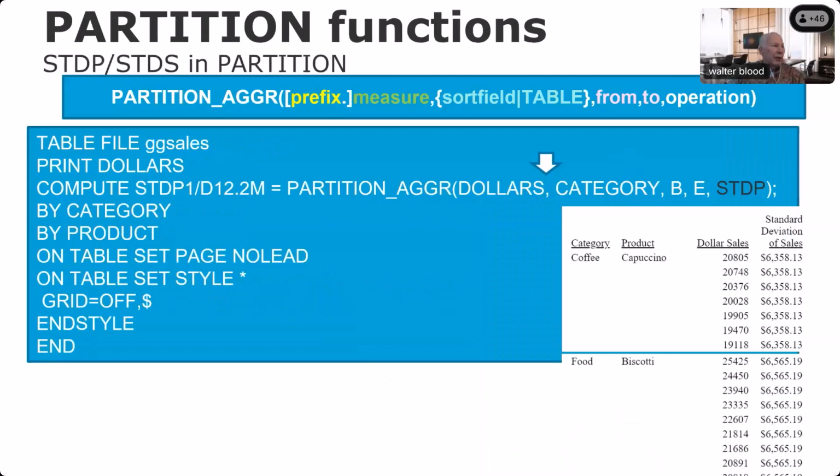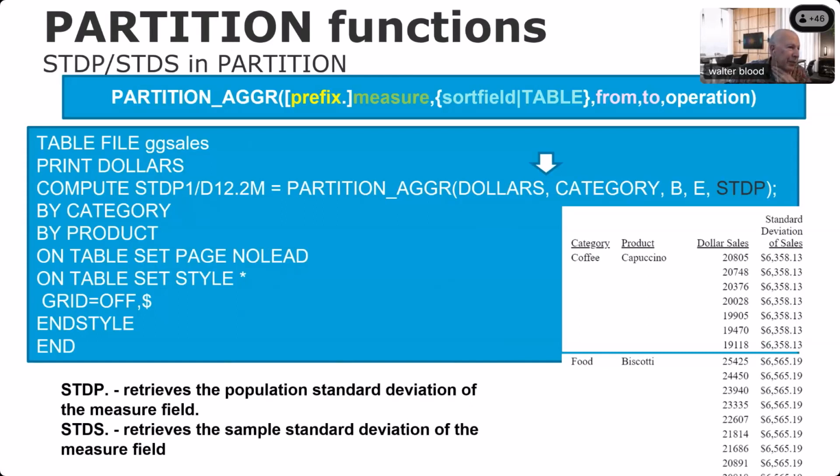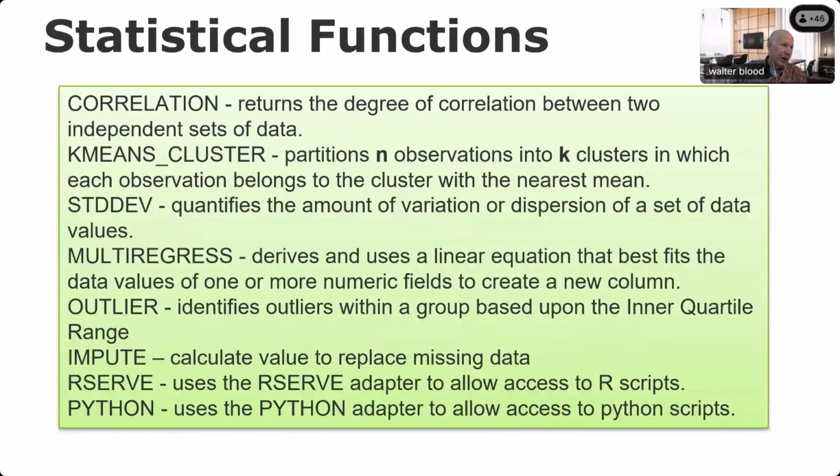Now, I also have the ability to use standard deviation within partition. And what I'm going to do here is use stddp and stds, which effectively generates the standard deviation of the field. It uses either the population or the sample. It treats it as a full population, or it treats it as a sample. And there's a slight change in the value that is created there, but it does generate the standard deviation, and you can ask for that as the operation. This is new. Now, there are a lot of other statistical functions that have crept into our vernacular, and let's take a look at these.